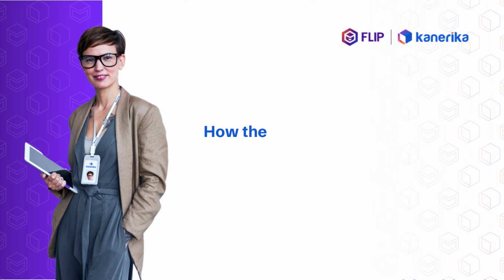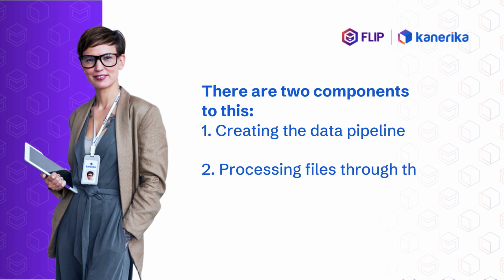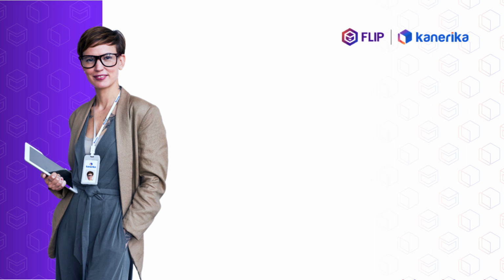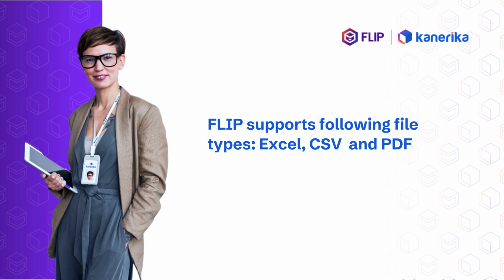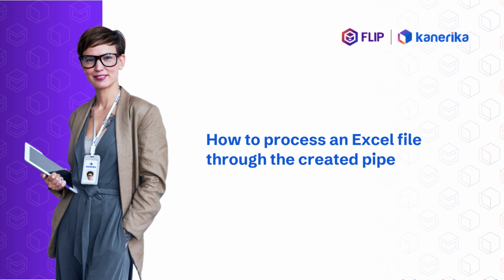Today, we'll walk you through how the data pipeline works. There are two components to this. 1. Creating the data pipeline. 2. Processing files through the created pipeline. Flip supports the following file types: Excel, CSV, and PDF. For this video, we'll focus on how to process an Excel file through the created pipeline.